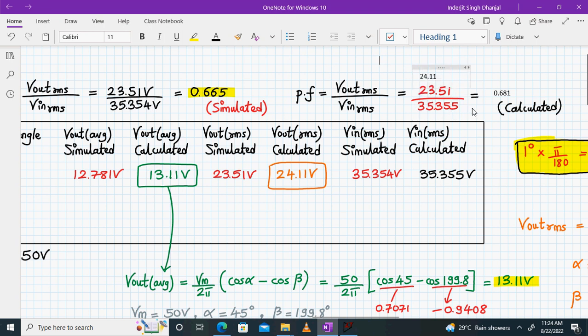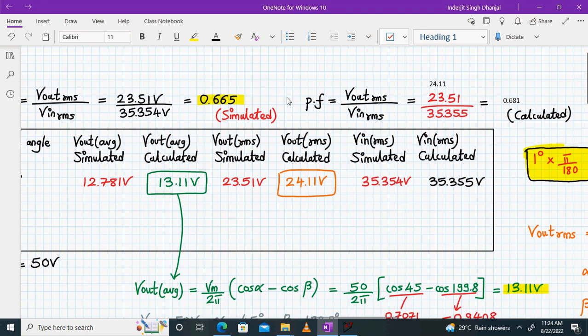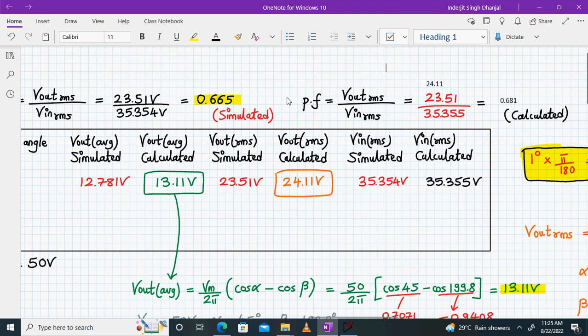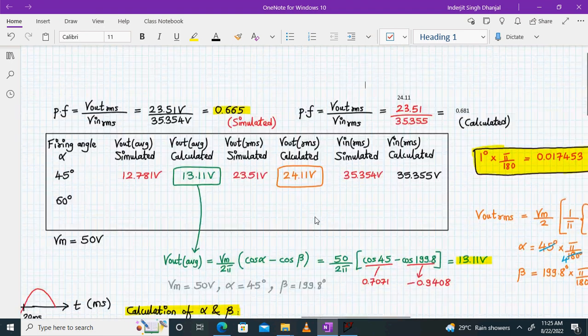Rest of the denominator is fine. So the power factor is coming out to be 0.681, right? That is quite close to the simulated value of 0.665. Why did I say the poor power factor? Because power factor should ideally be equal to 1, and it's far off from the value of 1, right? Okay, so now this completes the experiment part.